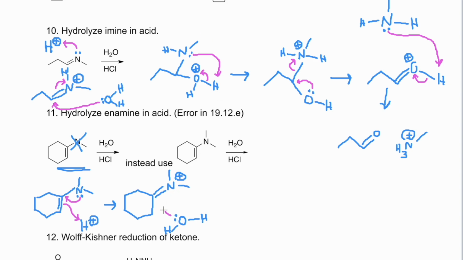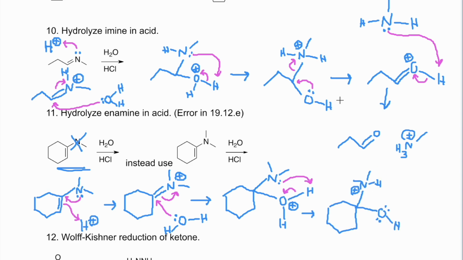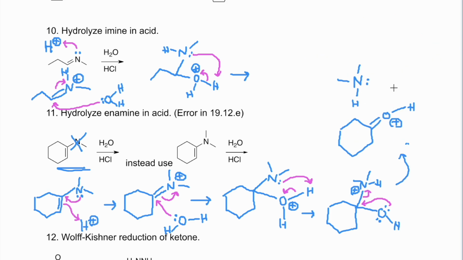So now we can have water come in and attack. That gives us this intermediate. The nitrogen can go ahead and grab the proton from the oxygen. Now the nitrogen has a positive charge instead of the oxygen having that. So we can kick the amine off as a leaving group here. So that kicks off the amine, leaving a protonated ketone.